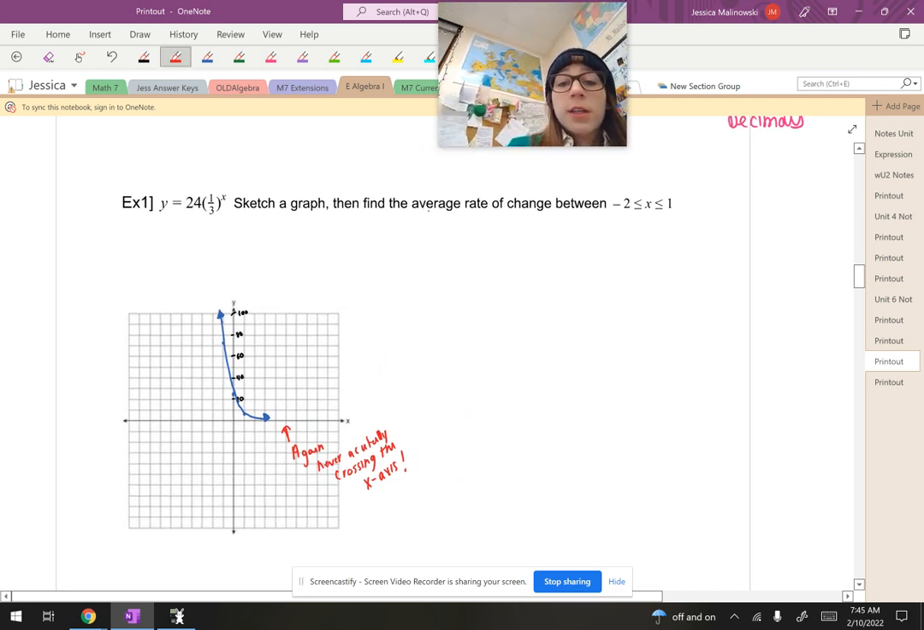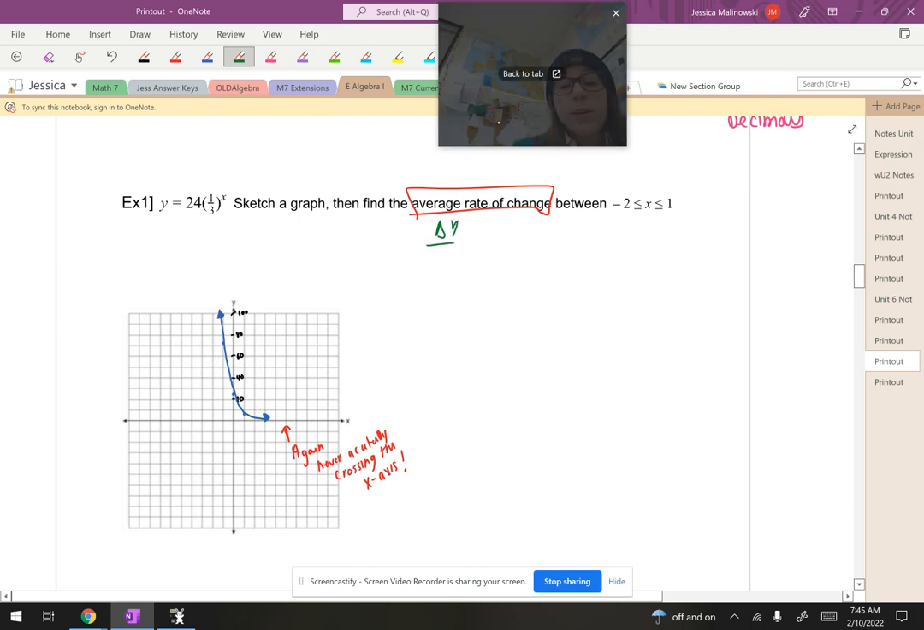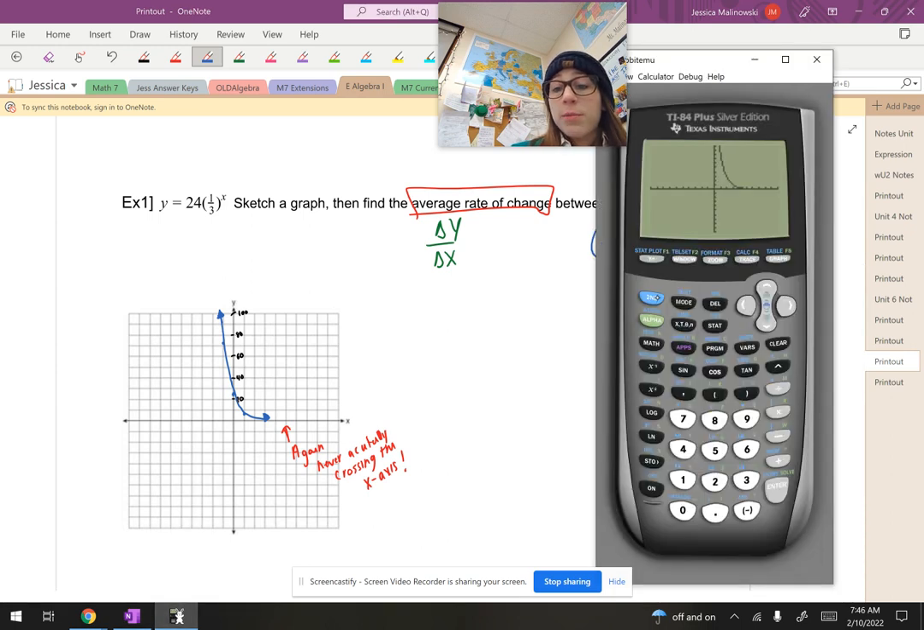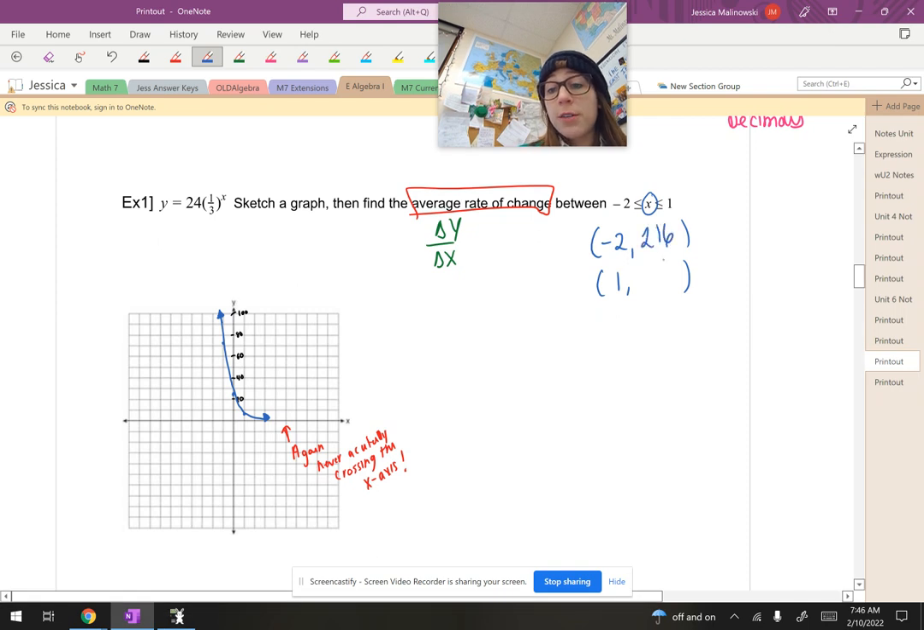Okay, so last but not least, my average rate of change, which hopefully you're remembering is change in y over change in x. Between -2 and 1. So again, -2 and 1, those are x values as per the variable in the middle. Going back to my table because I want to work smarter, not harder. -2 is 216. And 1 is 8. So change in y over change in x.